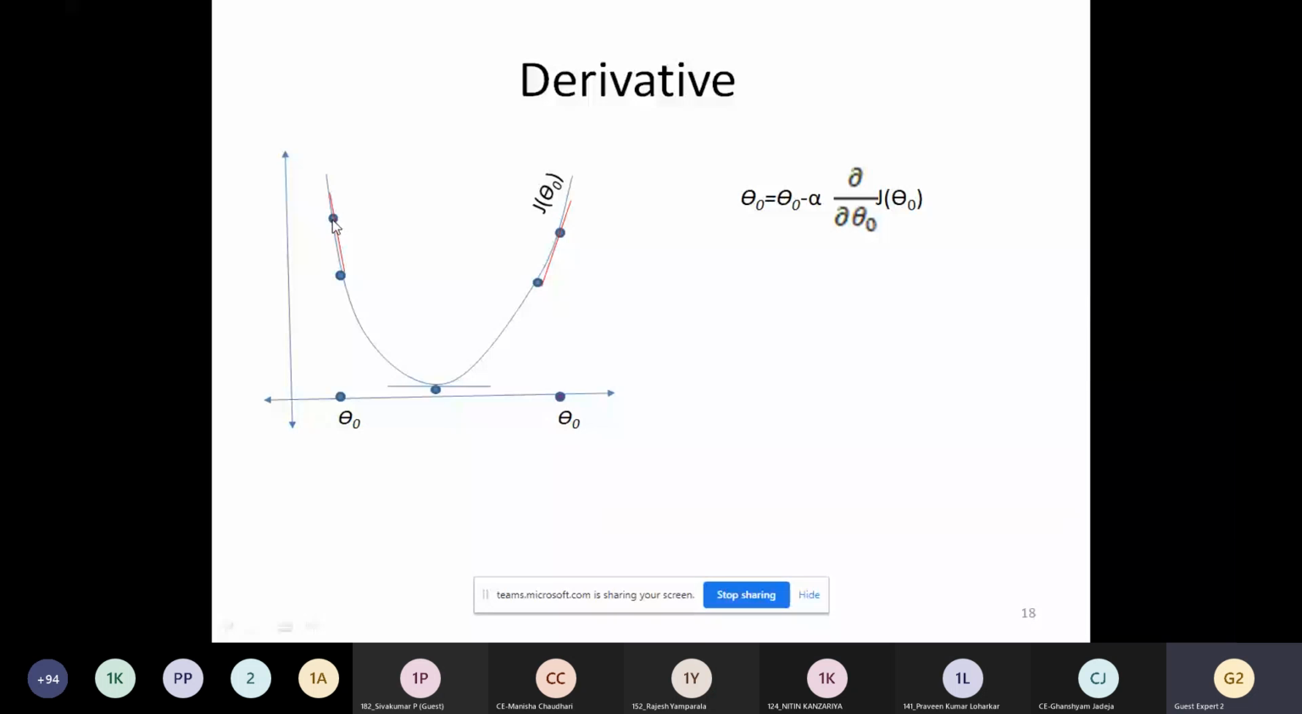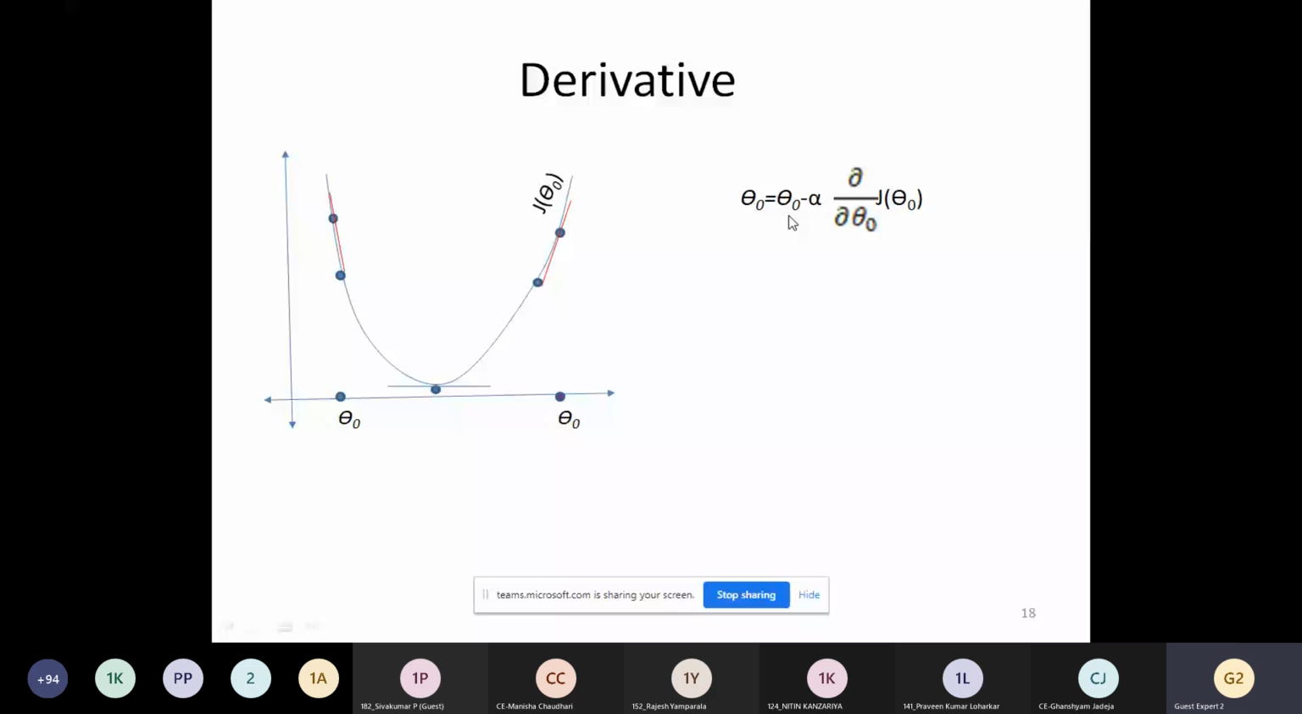Same way, if I start with this theta 0, because you can start with any value of theta 0, you have to randomly choose the value of theta 0 in the first step. So if I take this as theta 0, then the equation for the next iteration is theta 0 equal to theta 0 minus alpha into the derivative. The derivative is the slope of the tangent. Here you can see that the slope is negative. So minus alpha into some negative number will be a positive number. So the value of theta is increasing in this case.